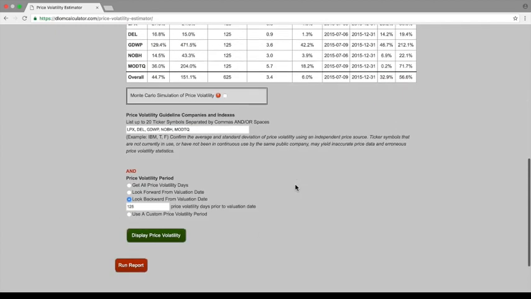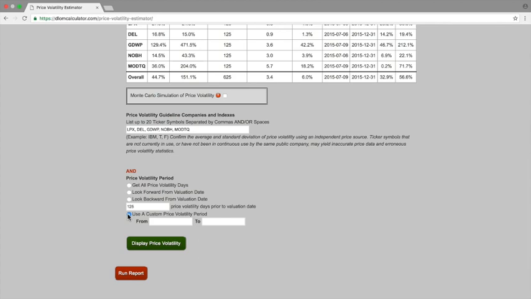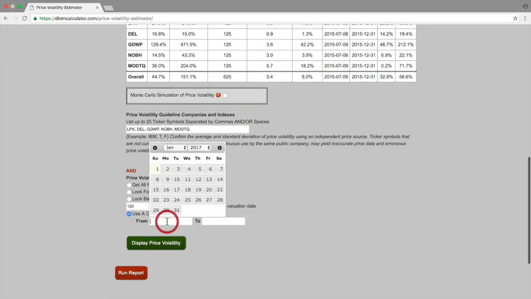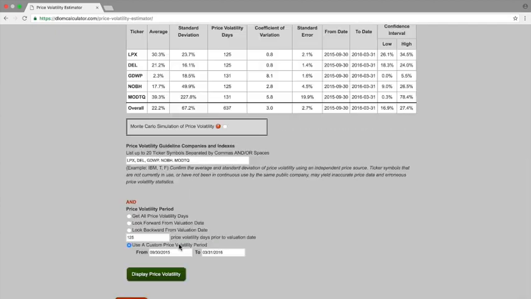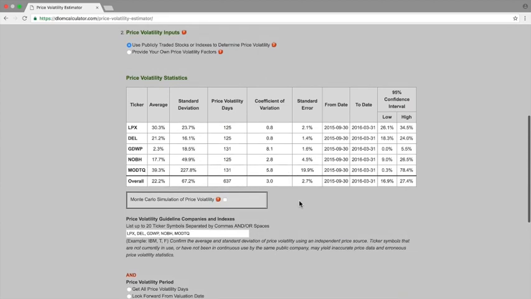Clicking the fourth radio button under the caption Price Volatility Period allows users to restrict the price data to any desired date range. For example, the valuation date in this demonstration is December 31, 2015. We could select a date range from September 30, 2015 through March 31, 2016. Clicking the Display Price Volatility button updates the Price Volatility Statistics table.